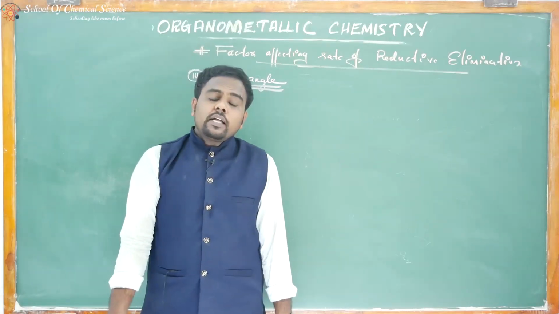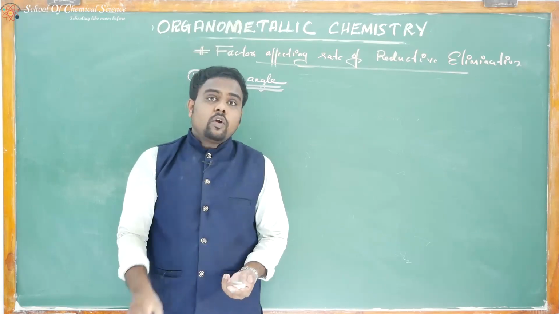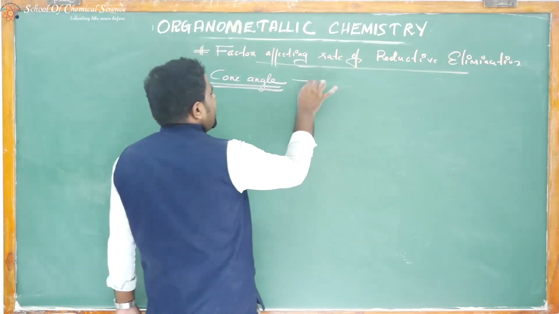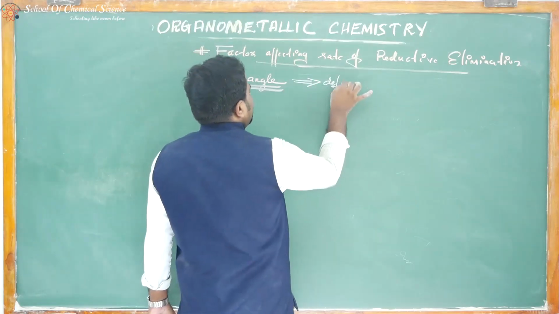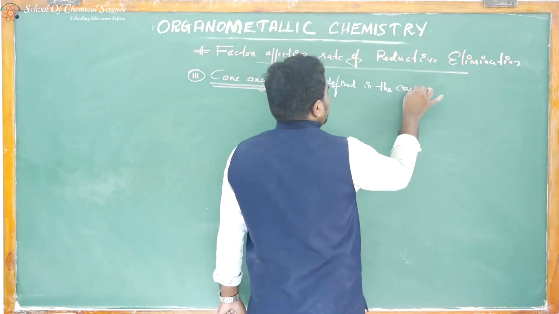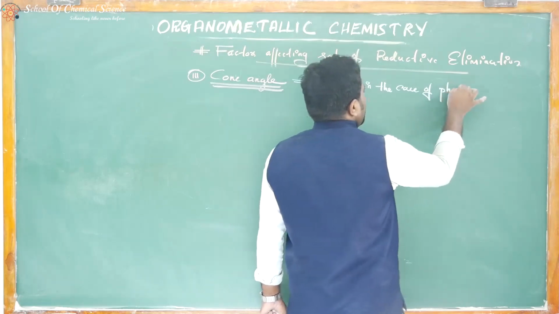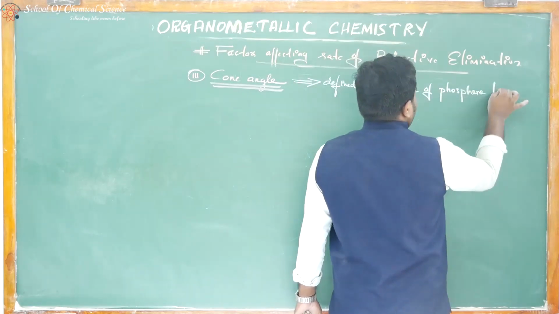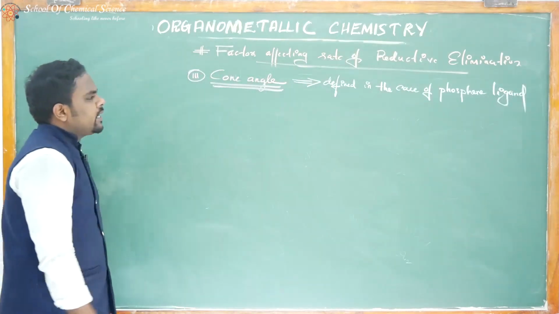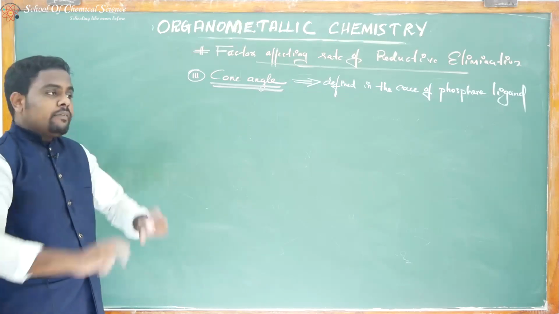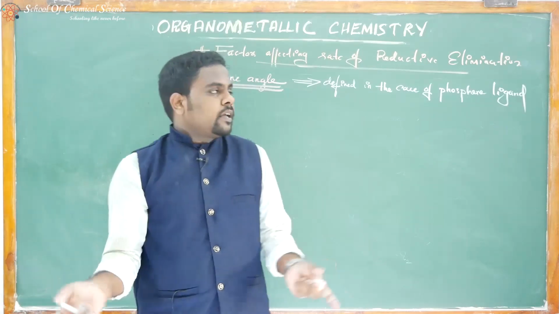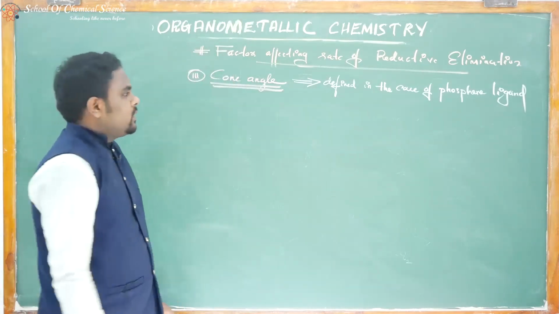Absolute name, Tolman cone angle. Tolman's cone angle, T-O-L-M-A-N. So this cone angle is defined in the case of phosphine ligands, generally phosphorus. Many phosphorus based ligands are there in organometallic chemistry. So it is defined in the case of phosphine ligands.